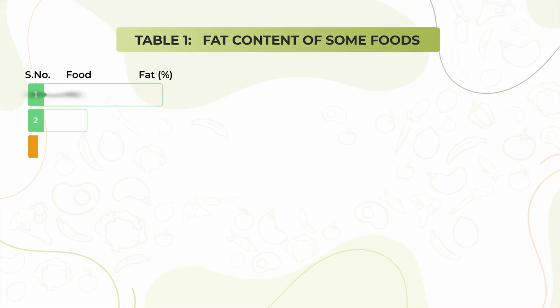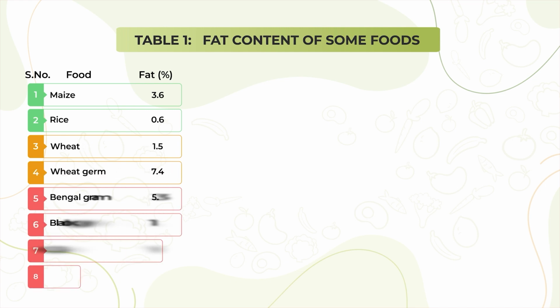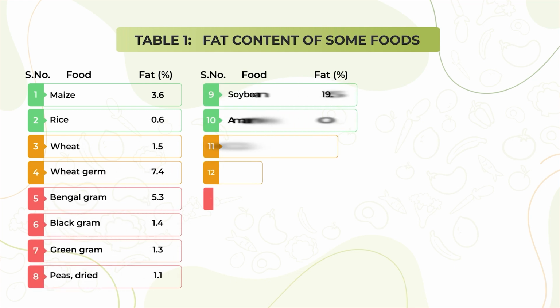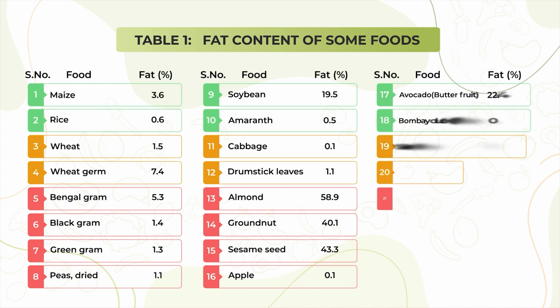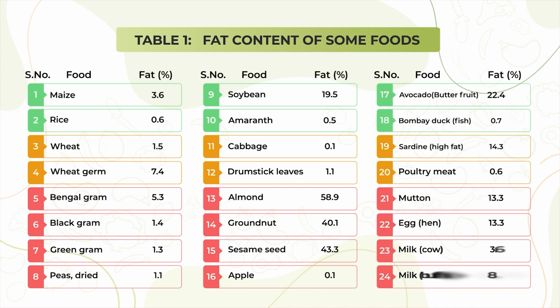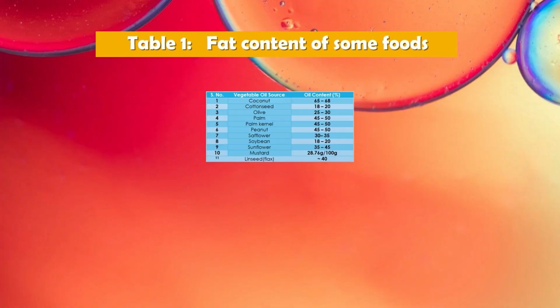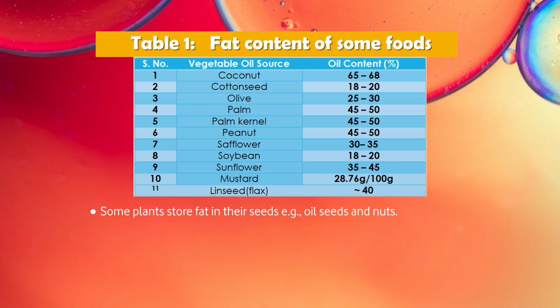So here you can see the fat content of some of the foods like maize contains 3.6% fat, rice 0.6% fat, wheat 1.5% fat and wheat germ contains 7.4% fat. Likewise, milk of the buffalo contains 8.8% fat. Some plants store fats in their seeds like oil seeds and nuts.